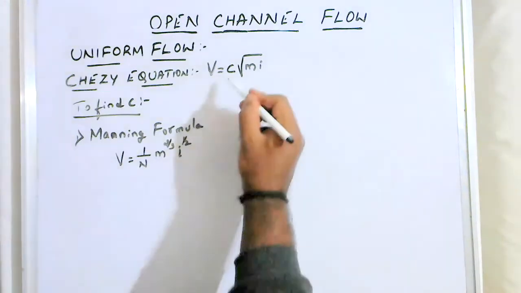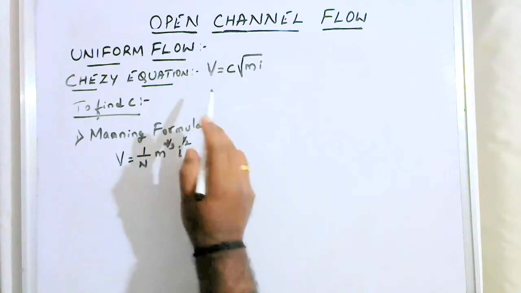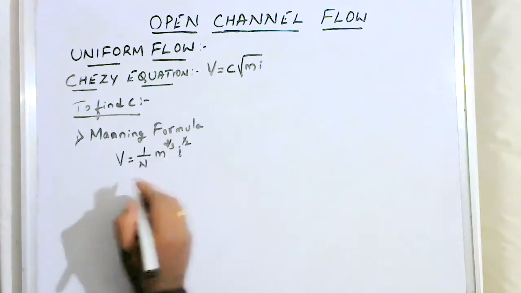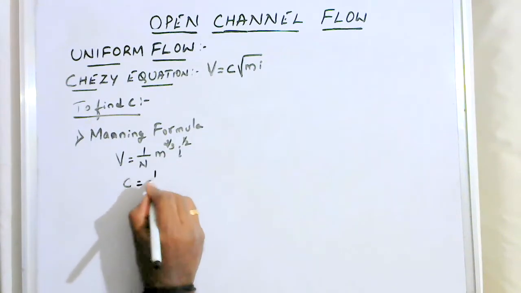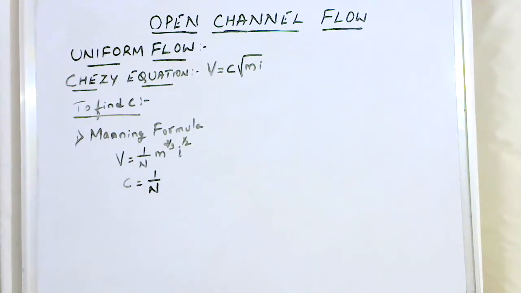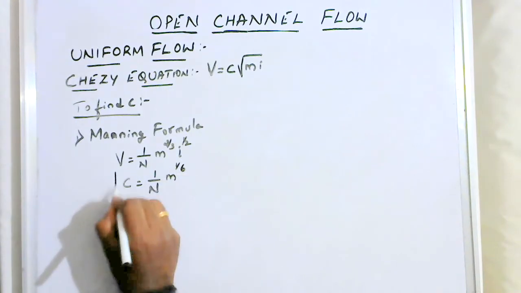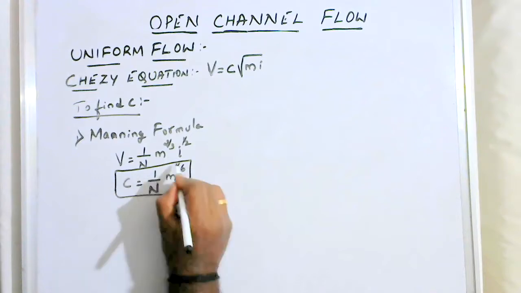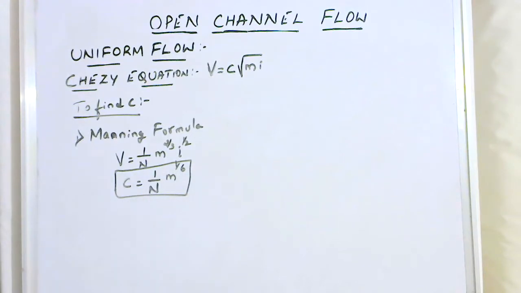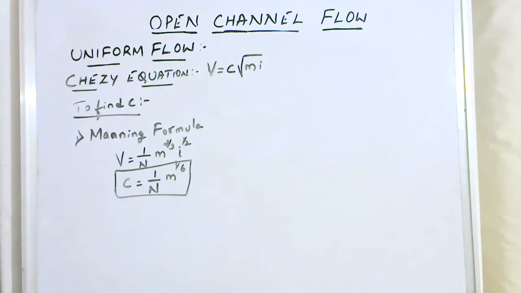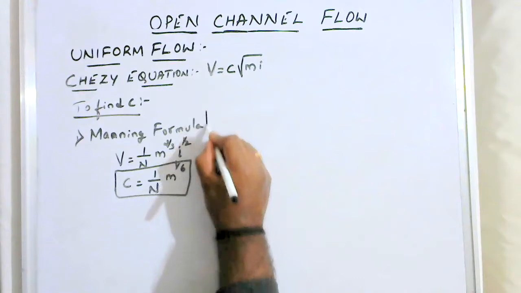Now we compare these two equations, that is the velocity of flow equation of Chezy and the velocity of flow equation for Manning. If you compare these two, we can write C is equal to 1 by n into m to the power of 1 by 6. This is how you can find the value of Chezy's constant C by using the Manning's constant n. This is the first formula, that is Manning's formula.